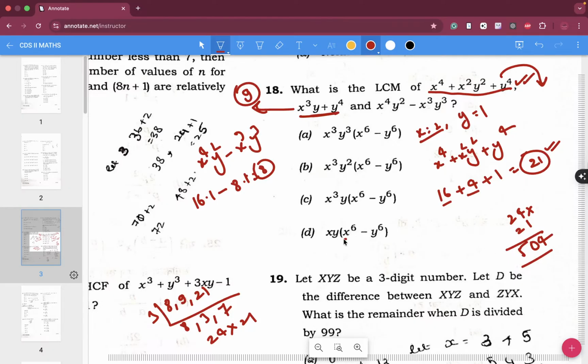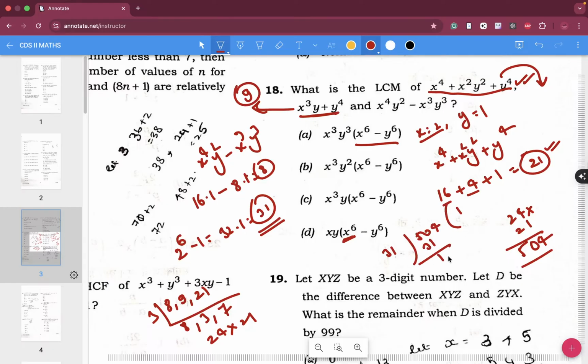Now which particular value is going to give you 504? x raised to the power 6 minus 1, that is common everywhere. So 2 raised to the power 6 minus 1 is common everywhere. 2, 4, 8, 16 and 32. 32 minus 1, 31 is common everywhere. Now 504, if I divide that by 31, it will go 9 times and 4 remaining. Have we made some mistake somewhere?